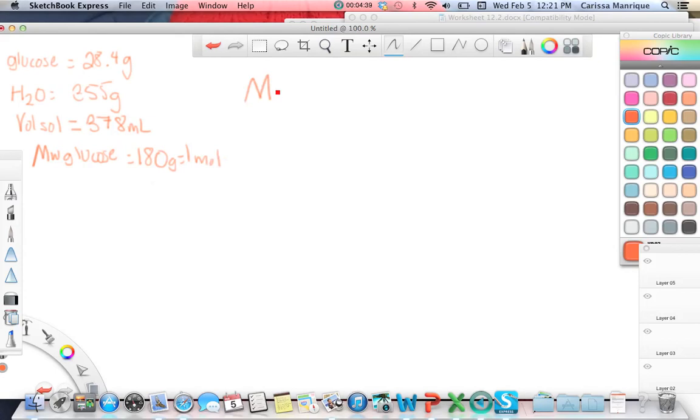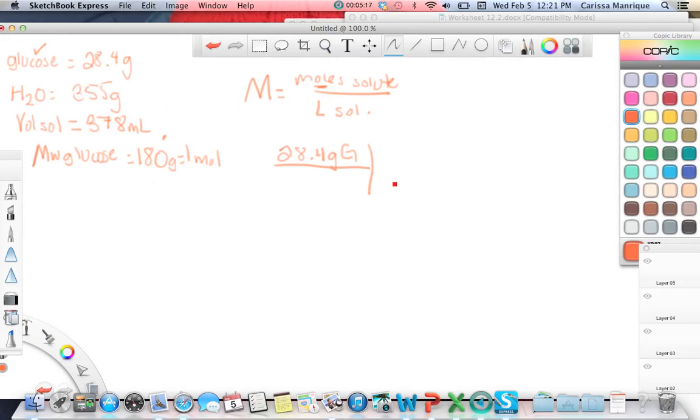Okay, so let's first do molarity. Molarity, it's big uppercase M, and that's moles of solute versus liters of solution. Okay, so let's see what we have here. Our solute is glucose, that's what we're trying to dissolve in the water. We have it in grams, but we need it in moles. So our first calculation is to get moles of solute. Okay, so we have 28.4 grams of glucose. I'm going to put big G for glucose. Okay, and right down here, I told you that is 180 grams per 1 mole.